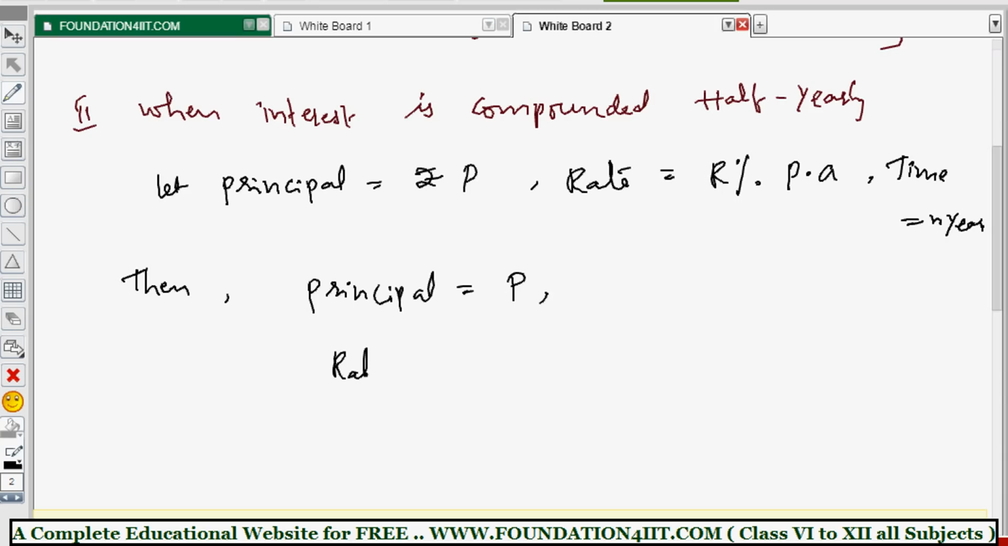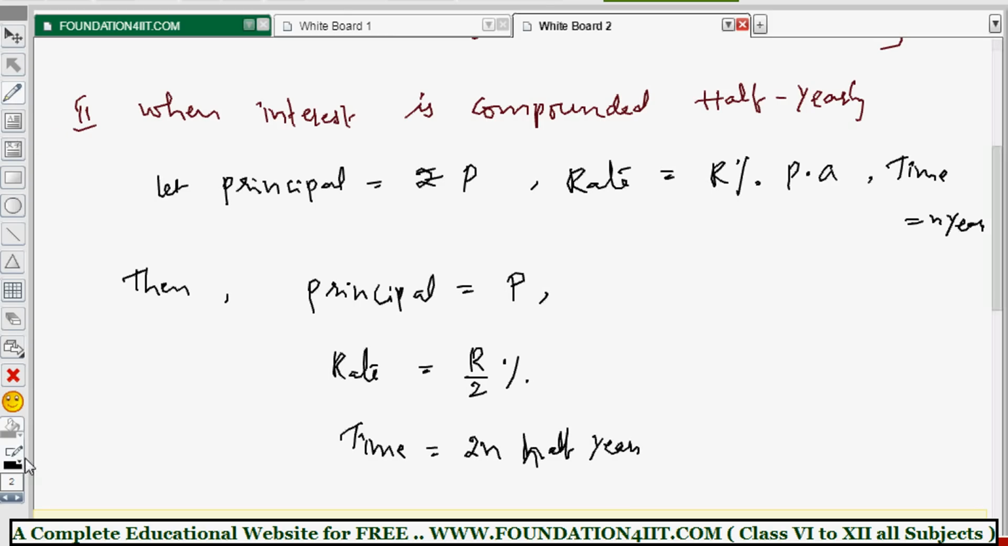But rate becomes, because half yearly, right? Previous is R% per annum, then rate becomes R by 2%, so it's half yearly, and time is equal to, previous is n years. So for example, 2 years means how many half years in 2 years? 4 half years. If it is 3 years, 6 half years, right? So you just multiply by 2, that is 2n half years. Okay, these two we need to change.